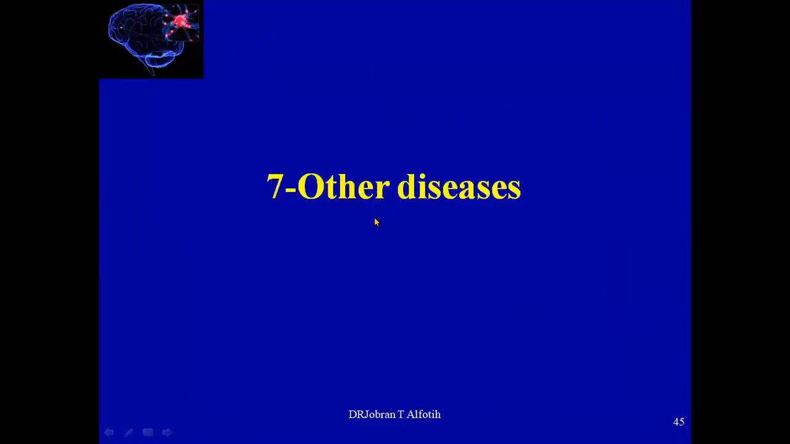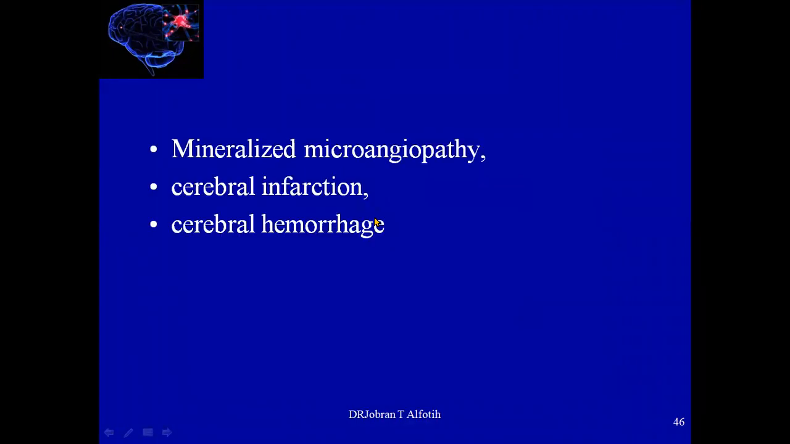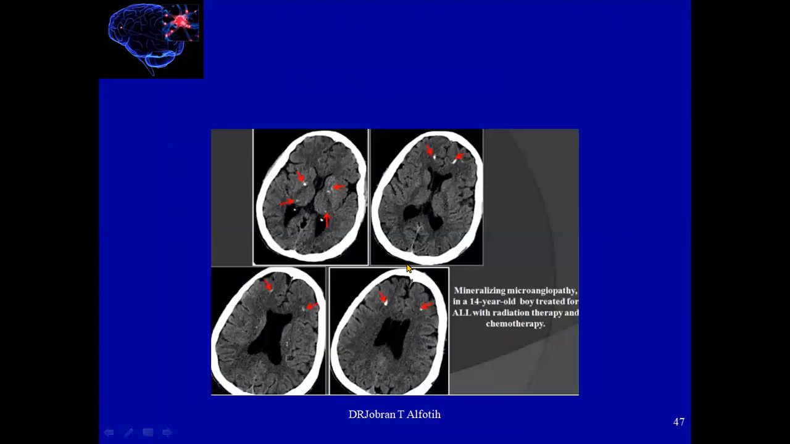Lastly, other diseases. Other diseases like mineralizing microangiopathy, cerebral infarction, and cerebral hemorrhage. As you see in this picture, we have mineralizing microangiopathy in a 14-year-old boy treated for ALL with radiation and chemotherapy. So we see multiple calcifications in this patient.